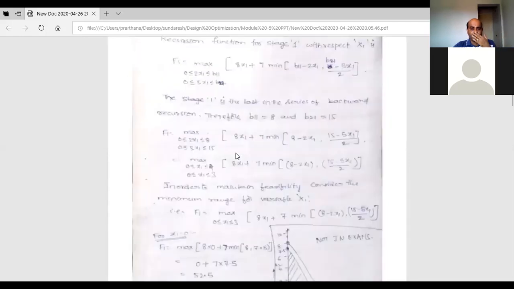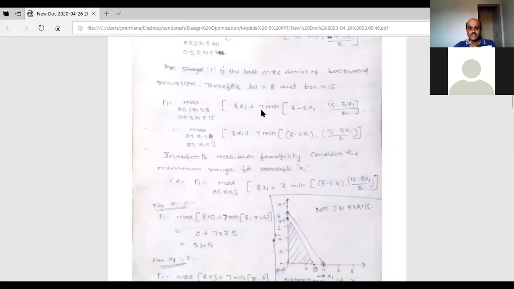So now B11 is equal to 8 and B21 is equal to 15. Now just substituting in this equation: 0, 2x1, 8. In the previous one it was B11. Since we have assigned it as 8, I am substituting B11 as 8 and B21 as 15. That's the only thing we are doing here, substituting B11 as 8 and B21 as 15 in the above expression.